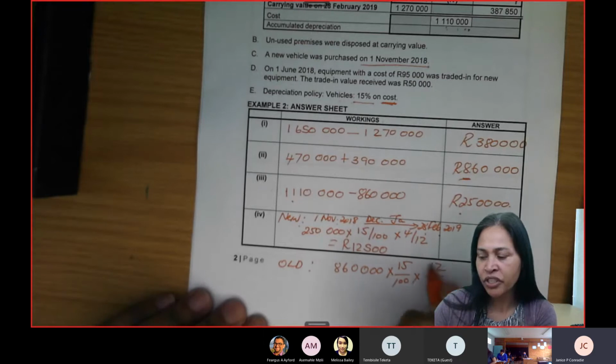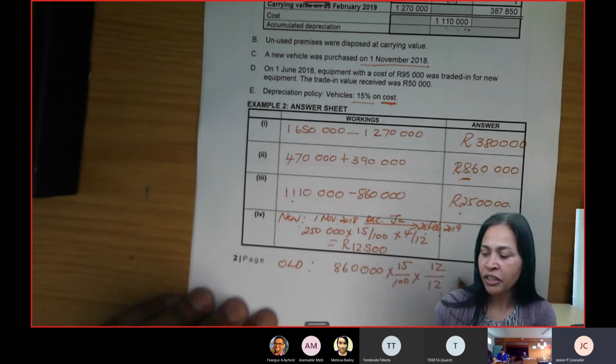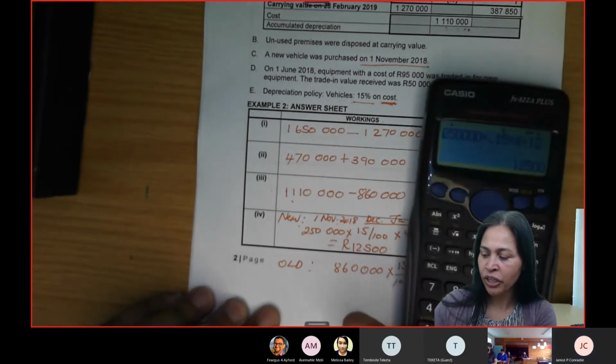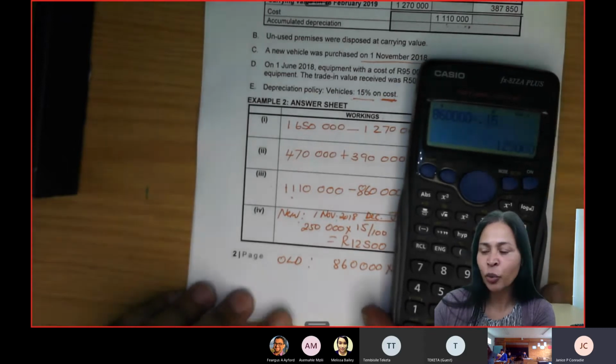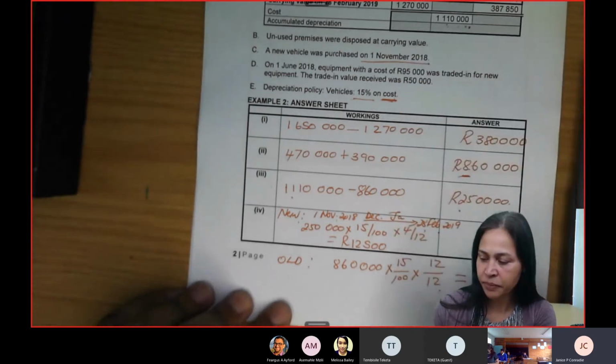Now, you don't even have to put this part here. Right? I'm just showing you that it's a full year. So you can ignore that part as well. So it's a basic one, and I'm going to do that on the calculator. It is your 860,000, which is your cost. At 15%, that's all that is needed. Right? So that gives me 129,000.